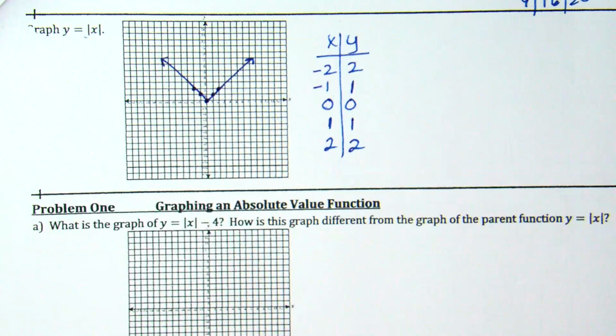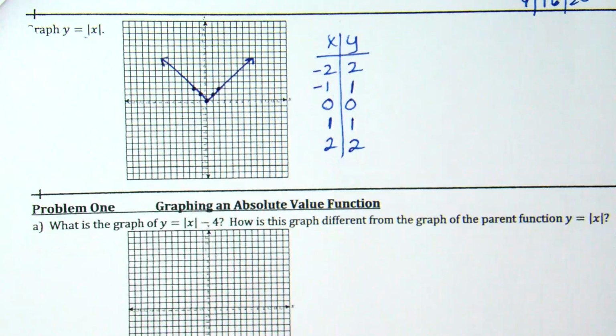Okay, here's my recommendation. Memorize that graph. Know that it goes through 0, 0, 1, 1, 2, 2, -1, 1, -2, 2. because we're going to use that graph as we do our different transformations.